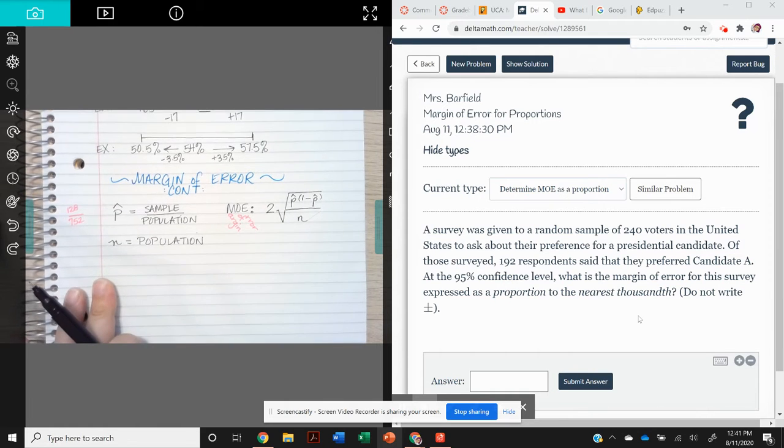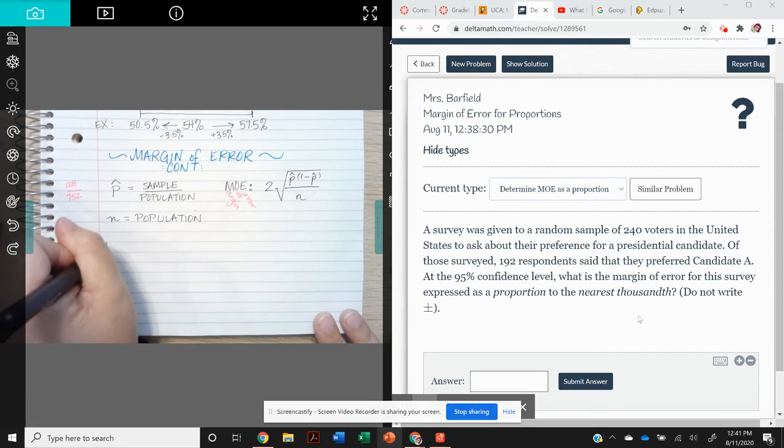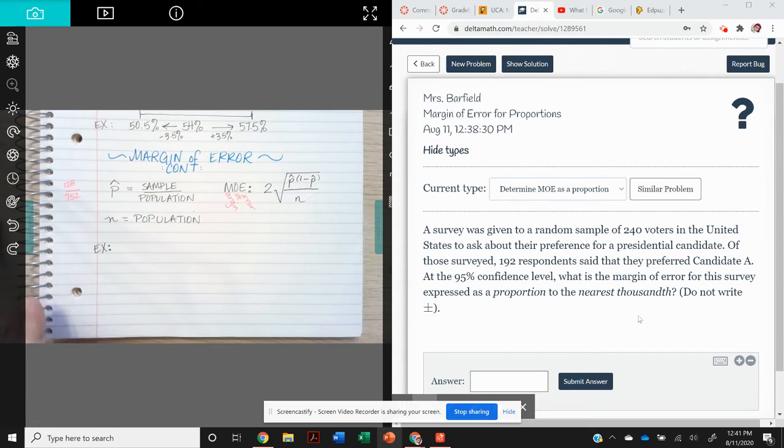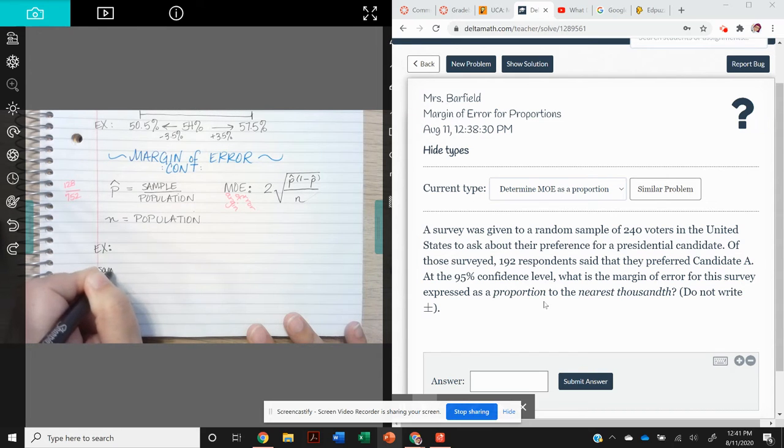Let me model for you one of the things I do to help me solve a word problem that has all these variables involved. Let's look at our example on the right. It says a survey was given to a random sample of 240 voters in the United States to ask about their preference for a presidential candidate. Of those surveyed, 192 respondents said that they preferred candidate A.